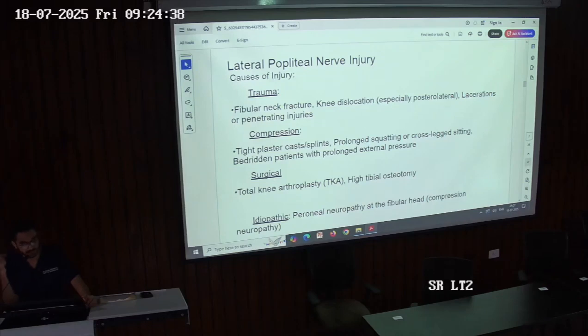Surgical causes of injury, or we can also say when the patient undergoes a total knee arthroplasty or high tibial osteotomy. Basically, the surgeries involving the proximal aspect of leg, the knee joint, can also cause common peroneal nerve injury. And again, the idiopathic cause, neuropathy at the fibular head, compression, etc., can cause common peroneal nerve injury.